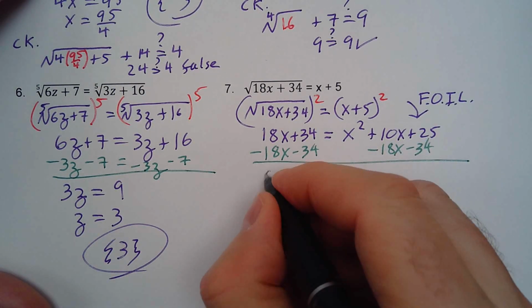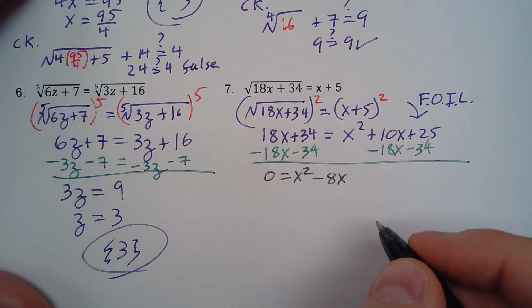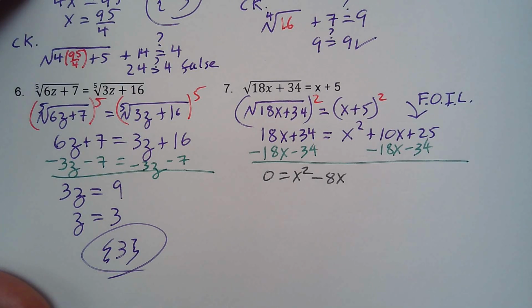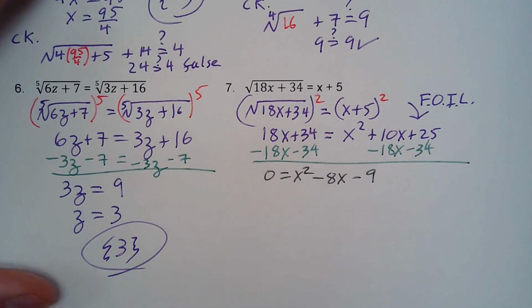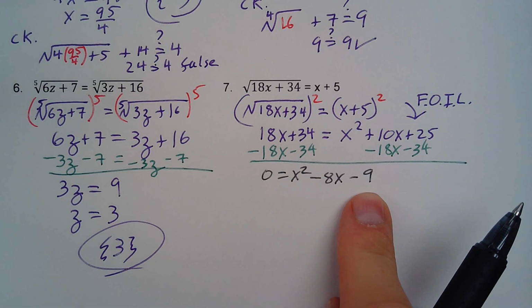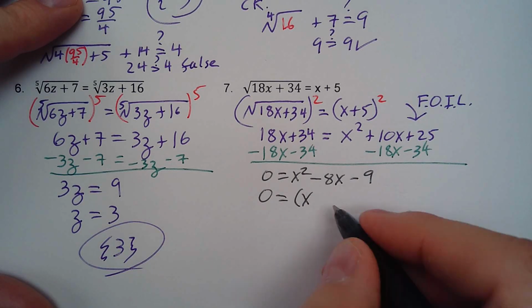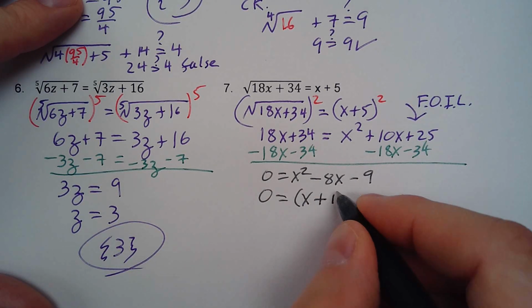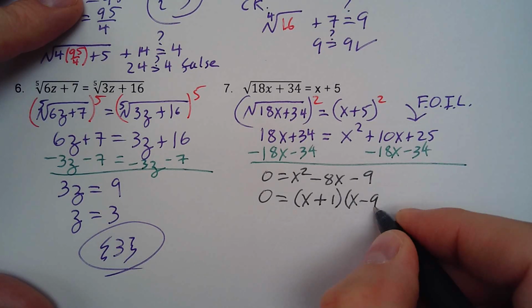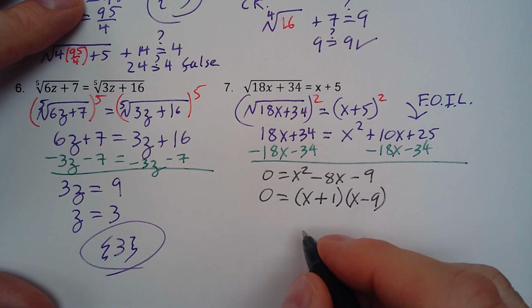So that gives me 0 equals x squared minus 8x minus 9. And then we should be able to factor that. In fact, if we look at negative 9, it'd be negative 9 times 1. So we can actually factor that pretty quickly. x plus 1 times x minus 9. We'll set each of these equal to 0 and solve.